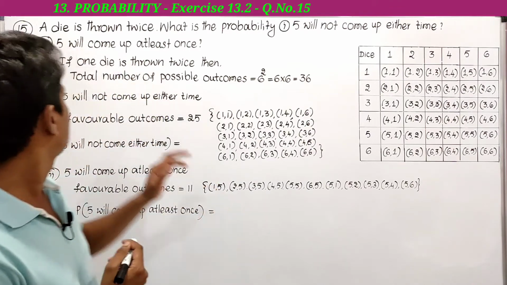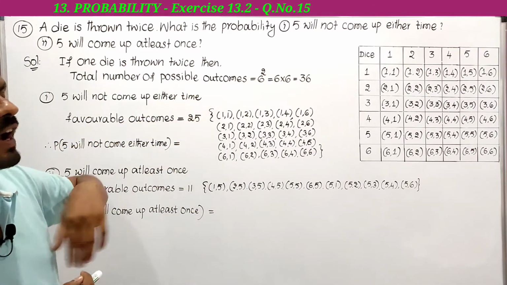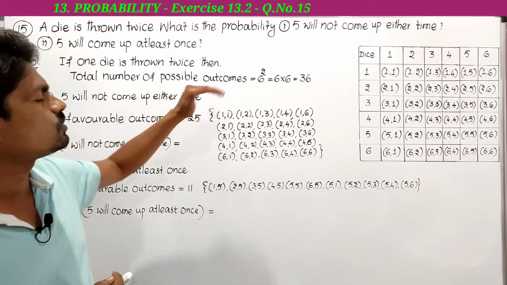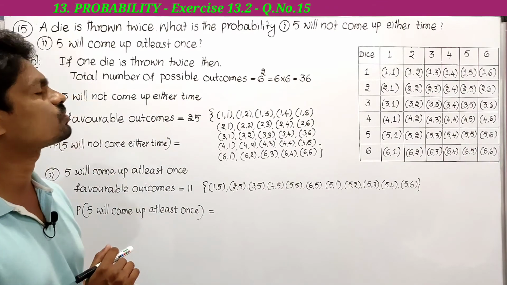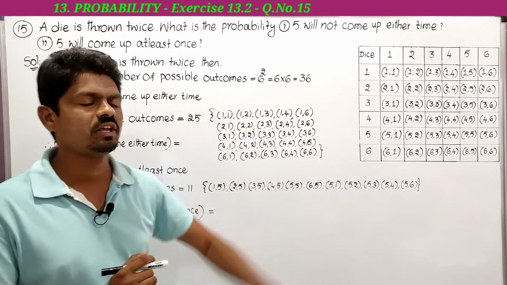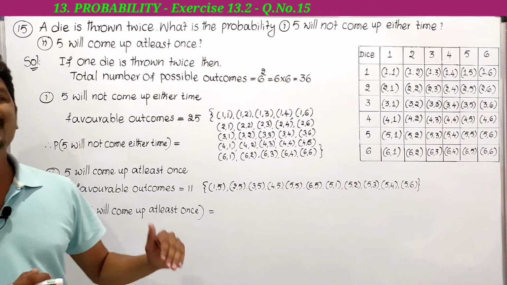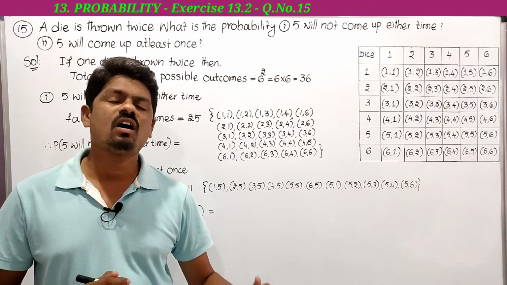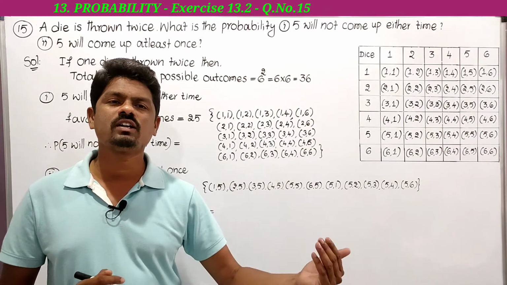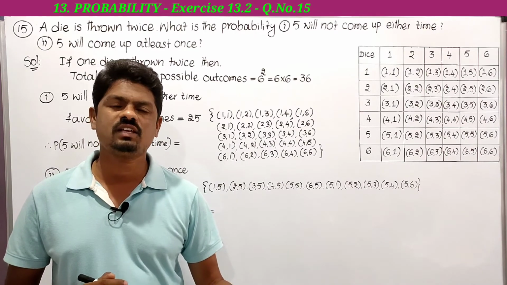So see here, if one die is thrown twice, then the total number of possible outcomes is 6 square, that is 6 into 6, 36. If one die is thrown twice or 2 dice are thrown once, these two are treated as the same experiment.